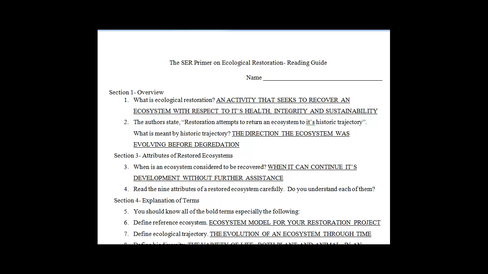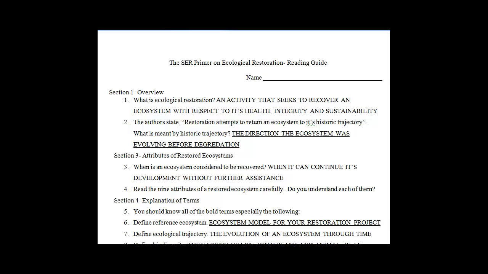you chose. The author states, number 2, restoration attempts to return an ecosystem to its historical trajectory. What is meant by the historical trajectory? The historical trajectory is the direction the ecosystem was evolving before the degradation, the disturbance, the human involvement. So what was the path that that ecosystem was on before it was interfered with, basically.